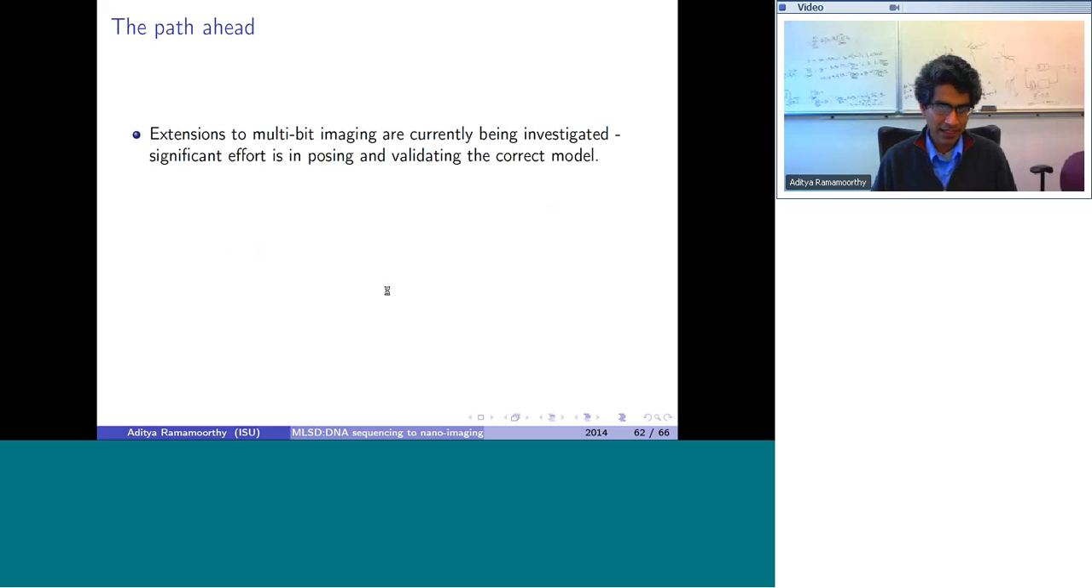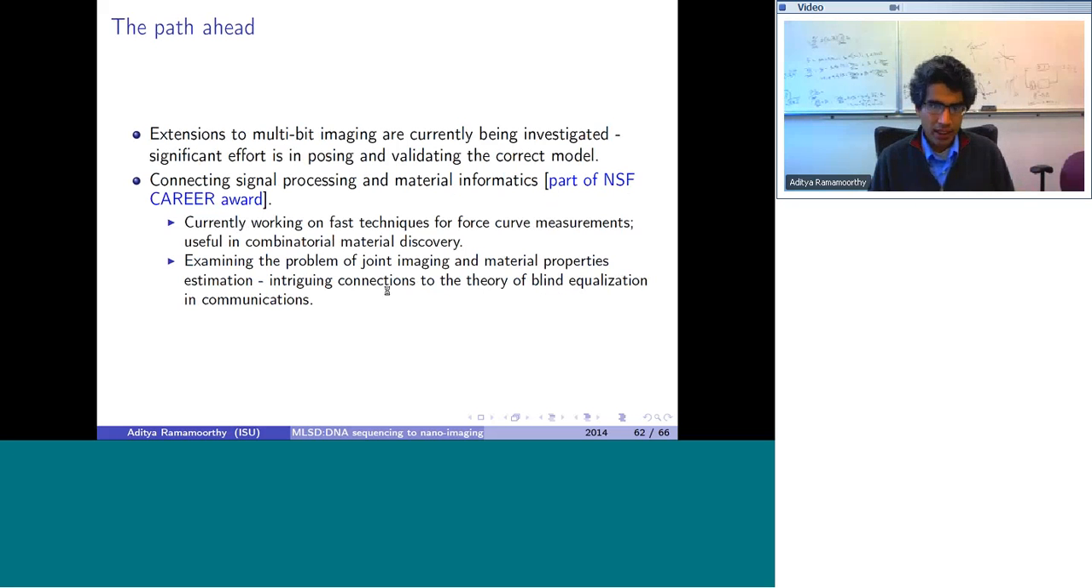And we have some extensions to multi-bit imaging that I did not talk about here, but as you can expect, the problem does become progressively harder. And there's actually a very nice connection between a lot of techniques in signal processing and what I call here bioinformatics. There are some very nice connections between some classical stuff in blind equalization and the problem of not only imaging but also trying to estimate material properties, and that's something that is very recent that we've been doing. Hopefully, I'll talk about it at some other point.